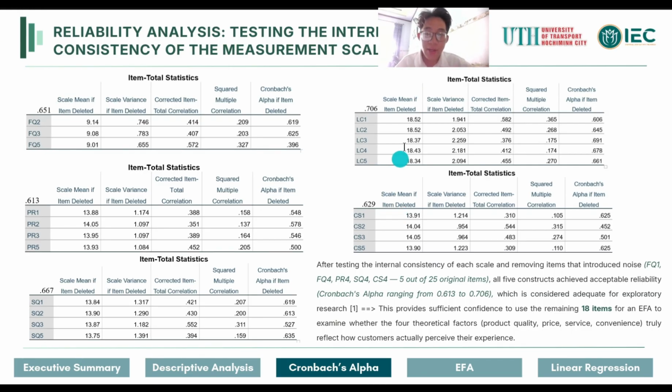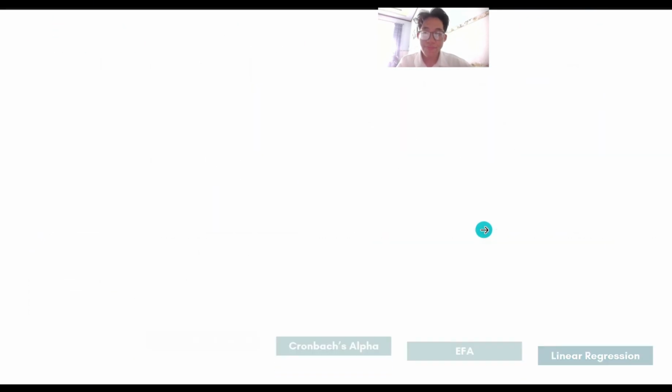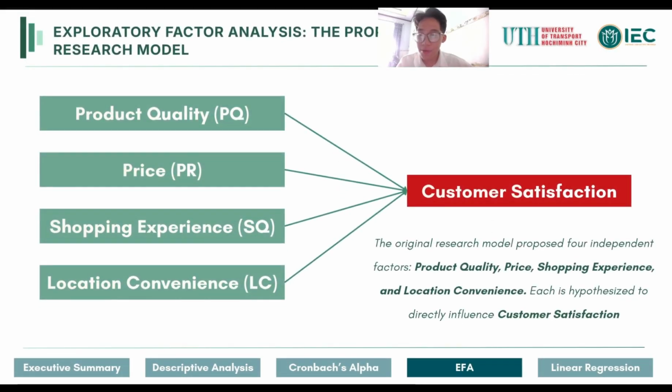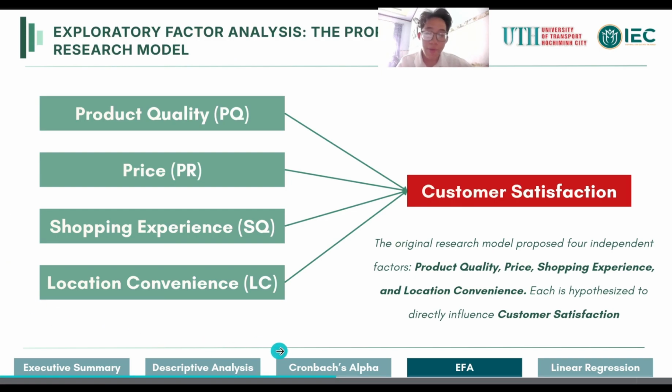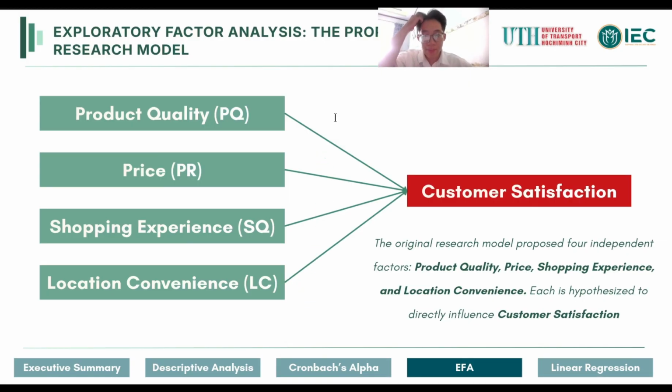So I can choose the remaining 18 questions and use them in the next step, the EFA process. As I said, I want to build on how strongly each of these elements influences customer satisfaction, and I expect that there will be four separate factors. But this is just what I expected before testing, to see how the real data shows.